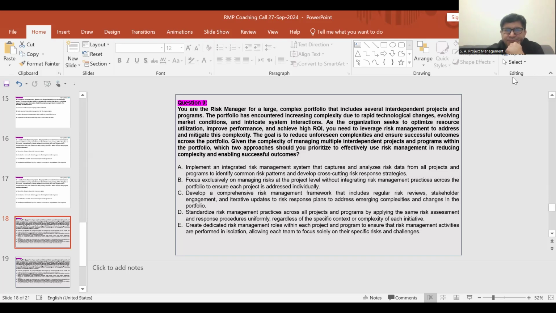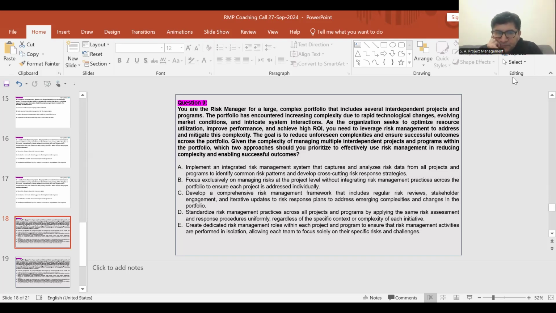So the issue is the goal is to reduce complexity and ensure successful outcomes across the portfolio. A, implement an integrated risk management system that captures and analyzes risk data from all projects and programs to identify common risk patterns and develop cross-cutting risk response strategies.